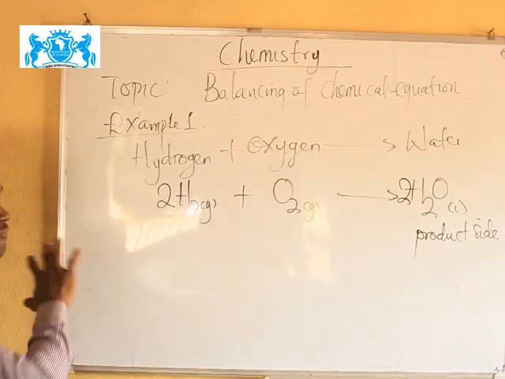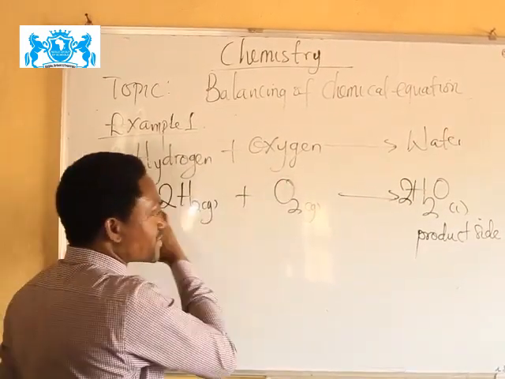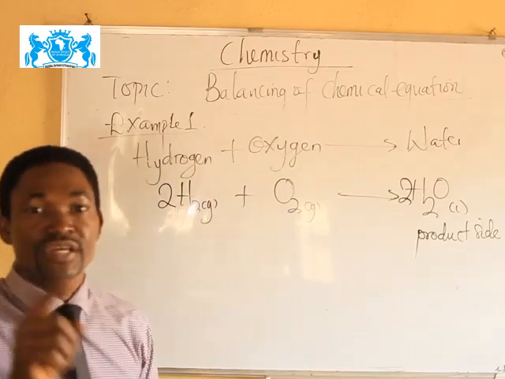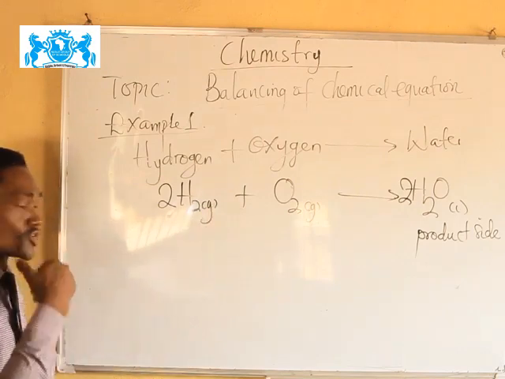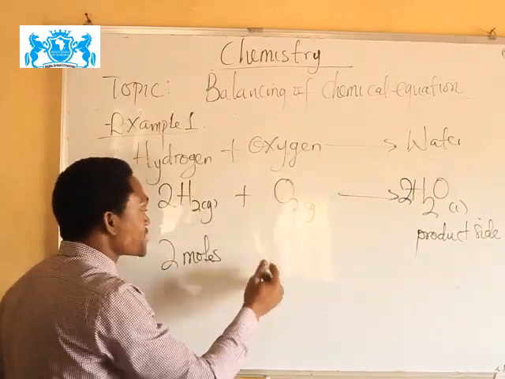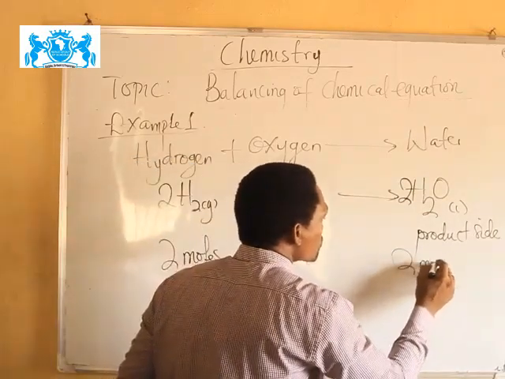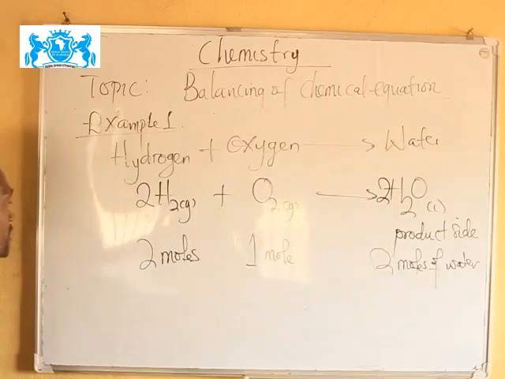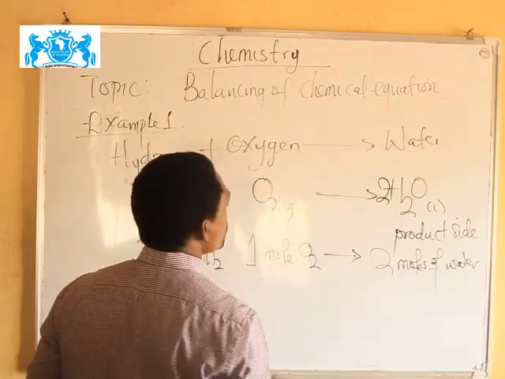Now, by the time you look at the combination, the total number of atoms on the reactant side, that's the left hand side, balances with what we have on the product side. That is where we can conclusively say that this equation is balanced. This is just one of those simple examples. In this reaction, it shows you that two moles of hydrogen are needed to react with one mole of oxygen to give us 2 moles of water. That's the detail that you can get from this equation.